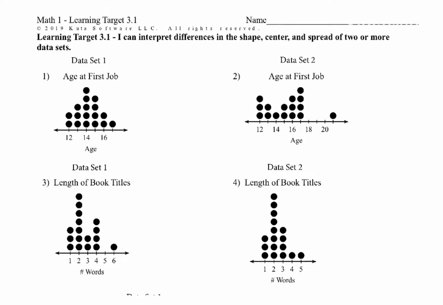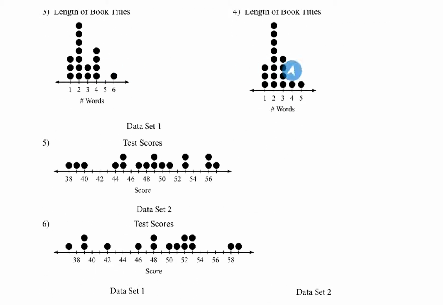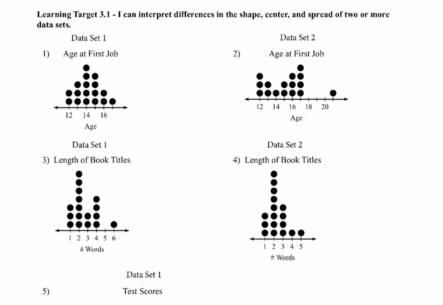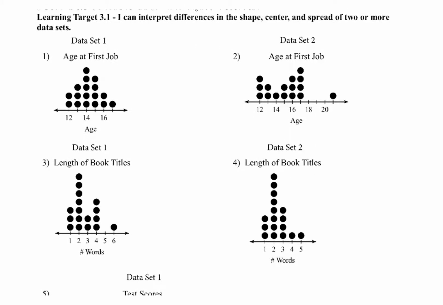Here we are with Learning Target 3.1: I can interpret differences in the shape, center, and spread of two or more data sets. Notice here we've got data set 1 and 2, age at first job, so we're comparing these two. And that's kind of true as we go down. We've got these different data sets that we are comparing, and we're just trying to interpret the differences in their shape, center, and spread.